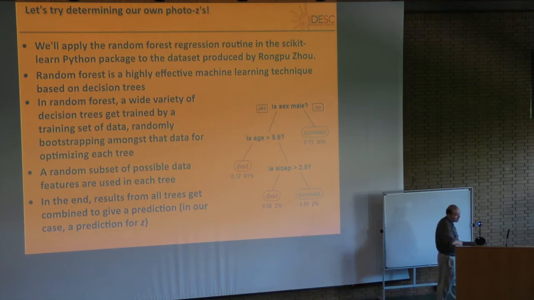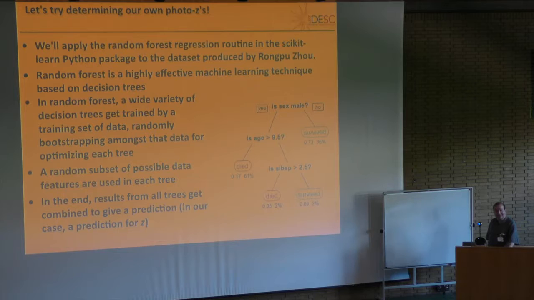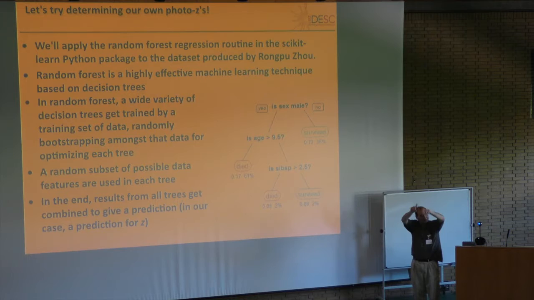It's based on the idea of decision trees. So you have a set of data quantities, in our case a set of colors of objects, and it tries to predict, for each branch of the tree you follow: is it redder than R minus I of 0.6? Is it bluer than U minus Q of 0.2? It tries to predict redshift out of that.